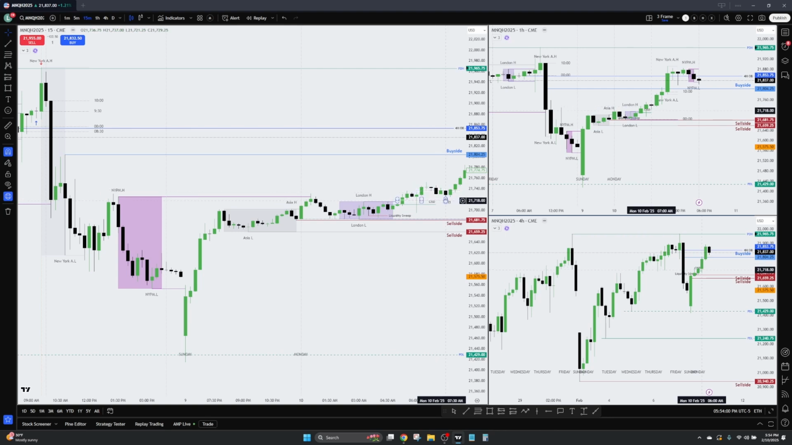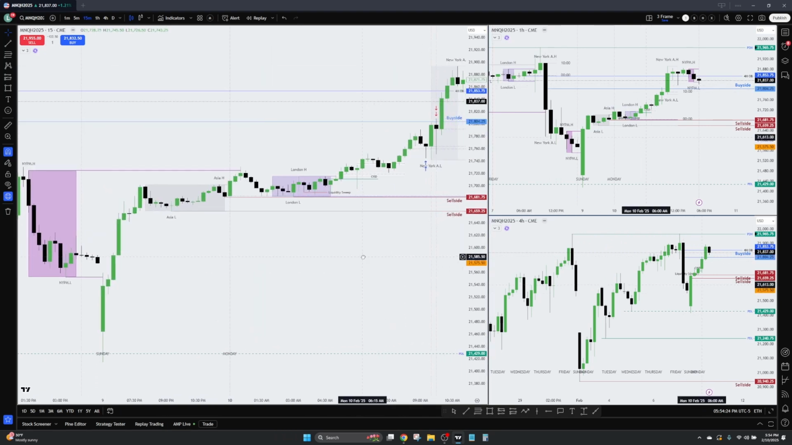Now it comes down just a little bit to retest this one, as you can see on this candle. So this is kind of what I'm looking at, and I'm thinking we potentially can come up and grab the 4-hour order block, which I showed you, and we're working our way up towards this buy side.